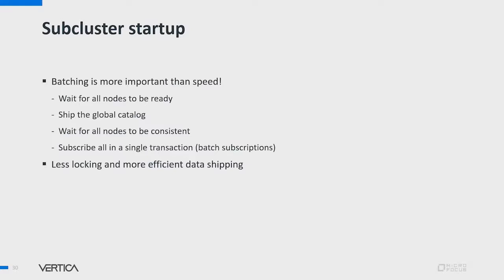What we learned here is that sometimes it's better to wait for a couple of seconds and batch those nodes together and invite them in unison to make subcluster startup much more efficient. So we would wait for those 100 nodes and ship the non-sharded catalog to them. Then when they are ready, ship the sharded part of the catalog, the subscriptions themselves. Sometimes we call it batch subscriptions. Again, this results in much less locking because, for example, all the subscriptions can be made in a single transaction, and much more efficient data shipping because we know exactly how many nodes should receive the data.